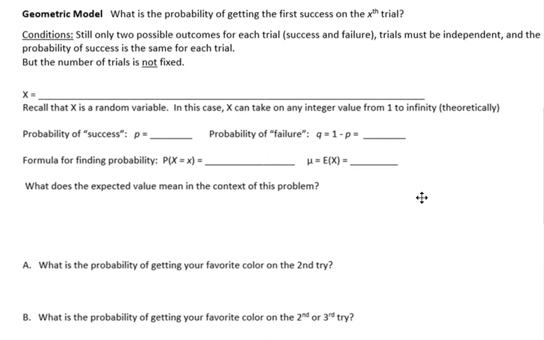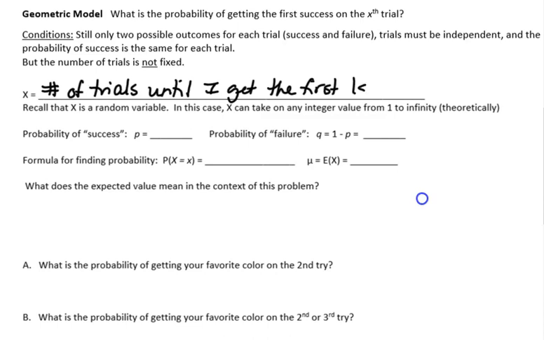Okay. So let's examine this geometric model. The geometric model answers the question, what's the probability of getting the first success on the xth trial, where x equals the number of trials until I get the first success, which in this case was a red Skittle. Oh, sorry, red Skittles, not M&M. I like M&Ms too.